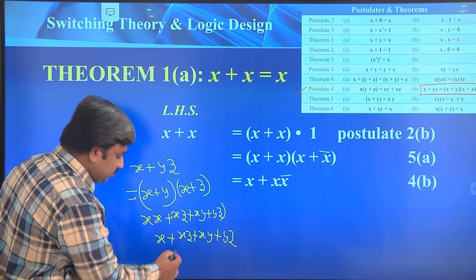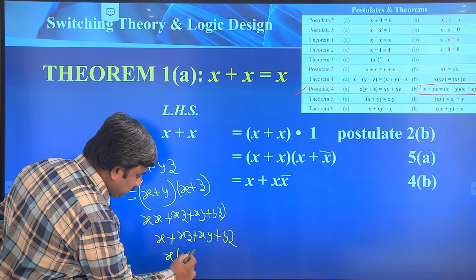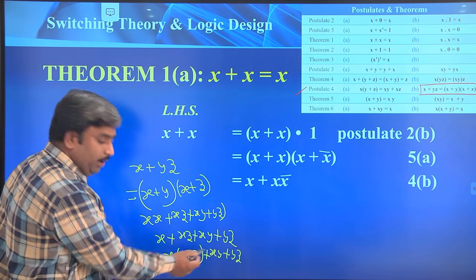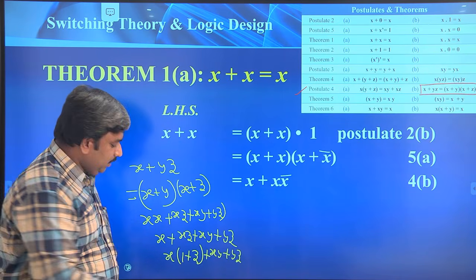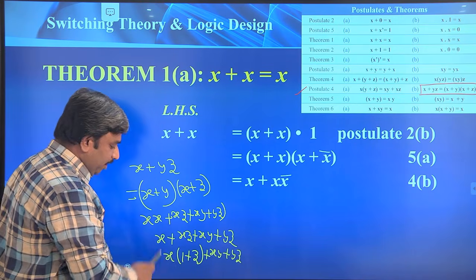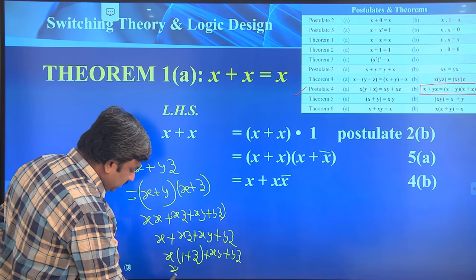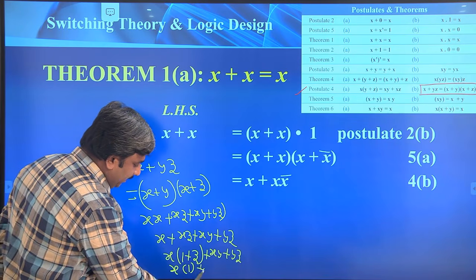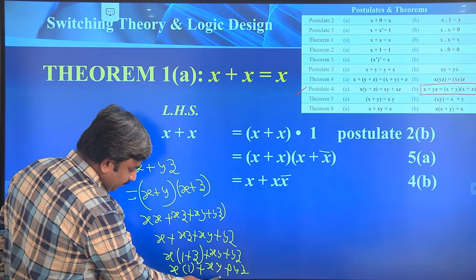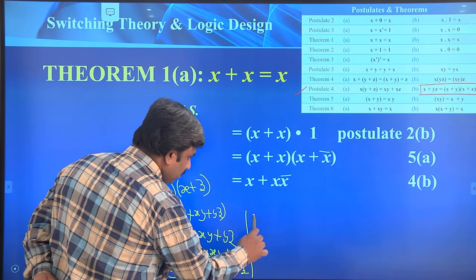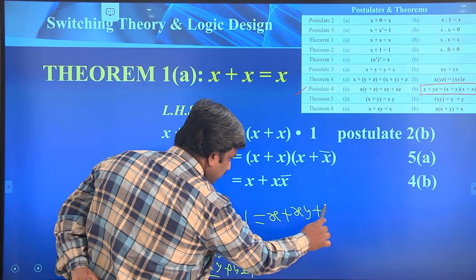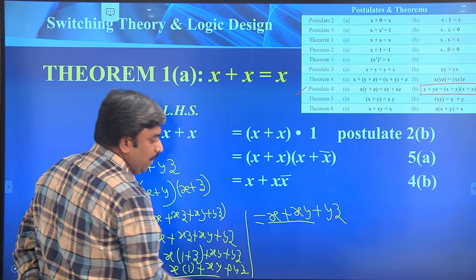x plus xz, take common x: x into 1 plus z, plus xy plus yz. So 1 plus z, 1 plus anything, what happens? In the place of z you keep 0: 1 plus 0 is 1. In the place of z you keep 1: 1 plus 1 is equal to 1. So 1 plus z is equal to 1. x of 1 plus xy plus yz. Next, from these two terms, x plus xy plus yz, you have to take common x value.